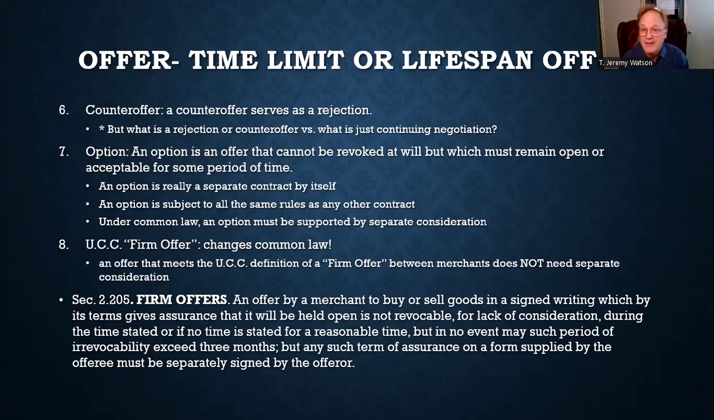Who has to sign the firm offer? Just the offeror, right? As long as the offeror has a signed writing that says, "Hey, I'm making you this offer, and it'll stay open till Friday," then under the UCC, that's enforceable without consideration. Under the common law, you've got to have consideration. All right.